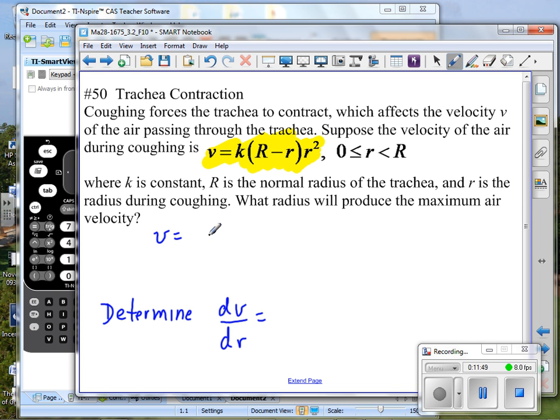Yeah, okay. So tell me how, Garrett? Maybe just take the distributive property of K and R minus r. So what do I come up with? K times big R, normal radius, minus K little r times R squared. Okay. And then use the product rule? Or could I do more?